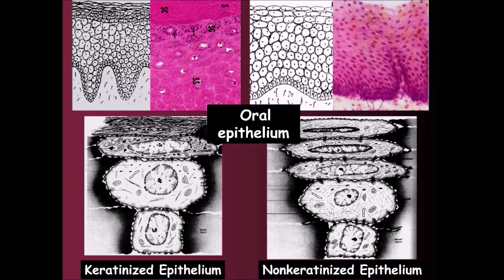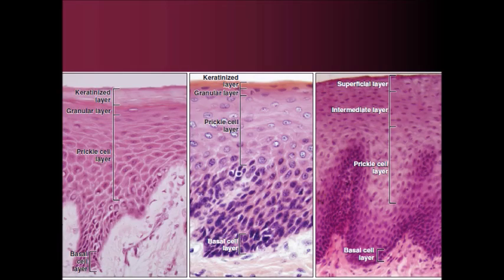Here we have sections for the two types, the keratinized and the non-keratinized oral epithelium. The image on the left, we see the keratinized epithelium, and on the right we see the non-keratinized epithelium. The layers of the keratinized epithelium and the non-keratinized epithelium as seen in these histological sections are as follows. At first we have the basal cell layer, single layer. The cells are cuboidal with large nucleus that is deeply stained.